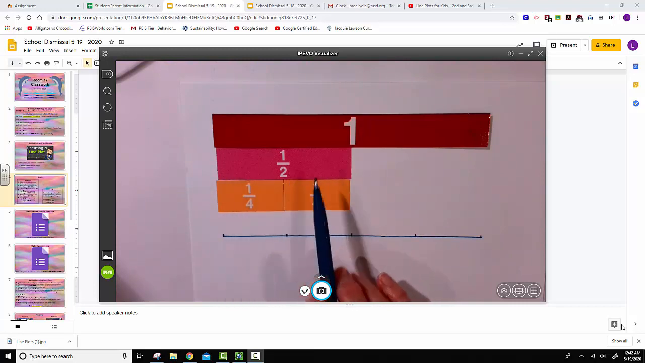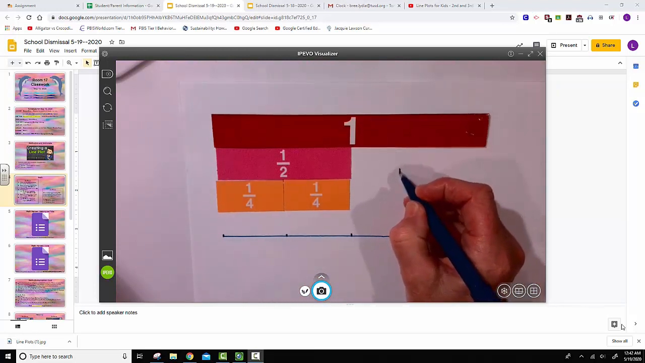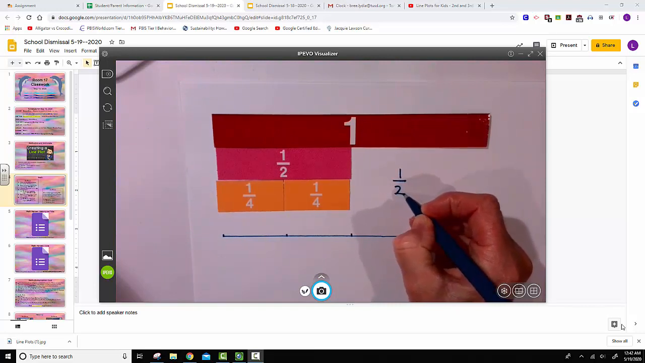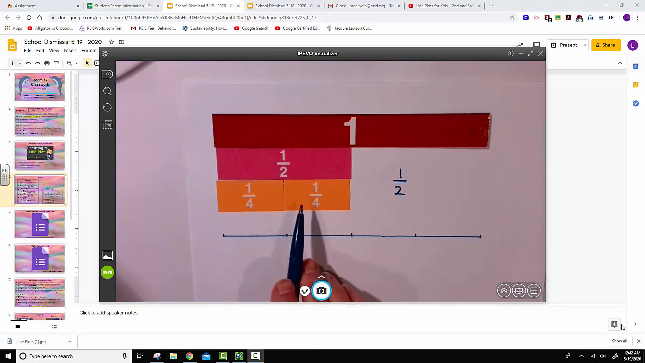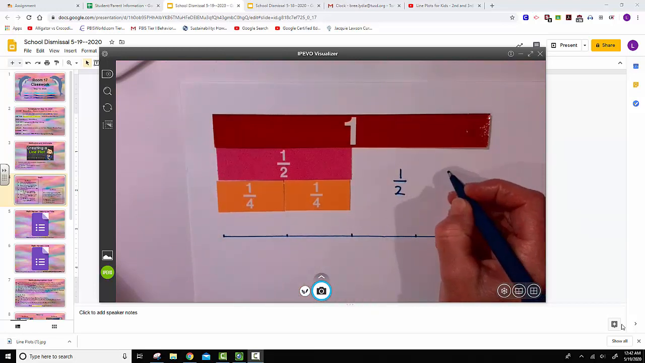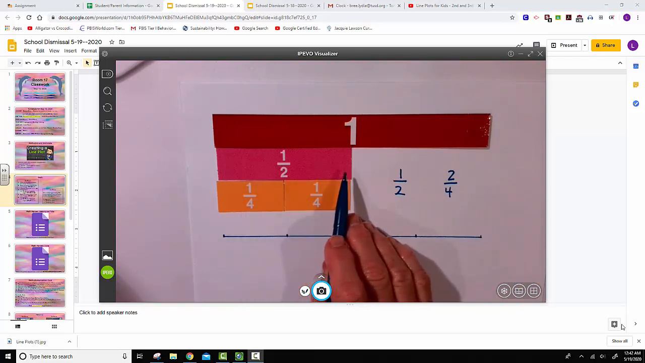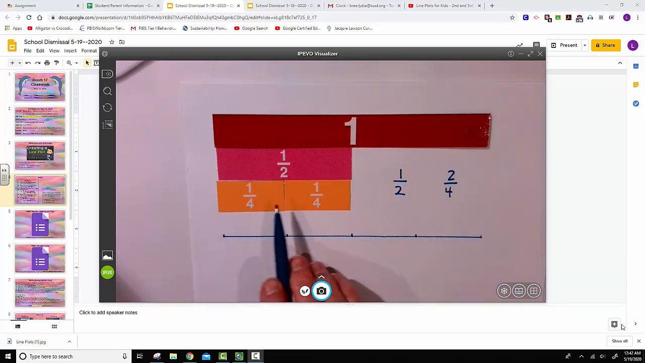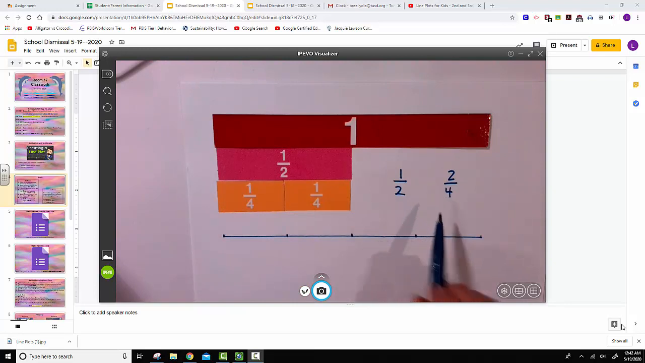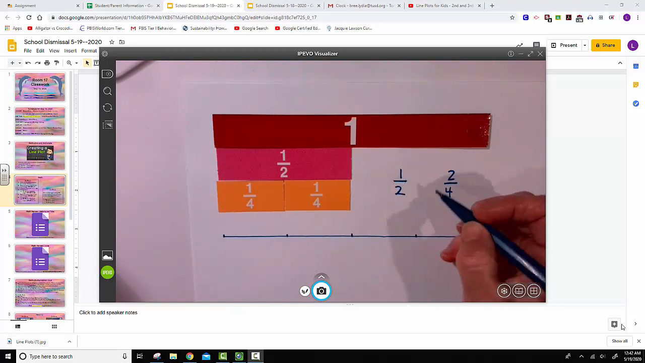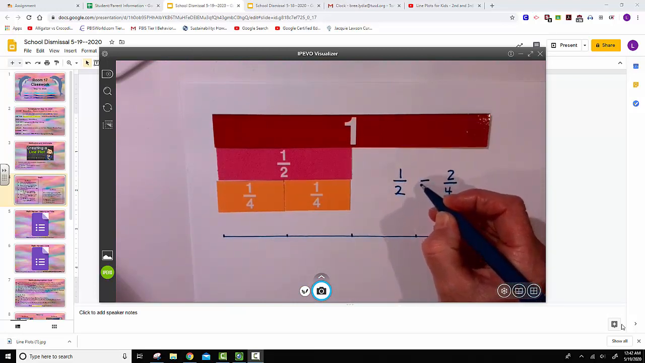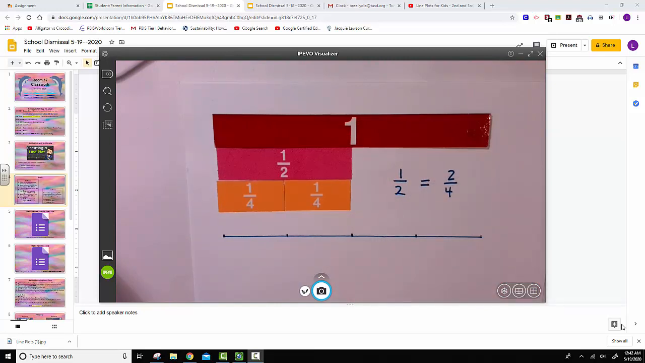Our first task is to find equivalent fractions. So you can see that we have the fraction 1/2. And another way to name that fraction would be 2/4. 1/2 is exactly the same length as 2/4. So 1/2 is equal to 2/4. Our next thought is, how do we represent this on a number line?